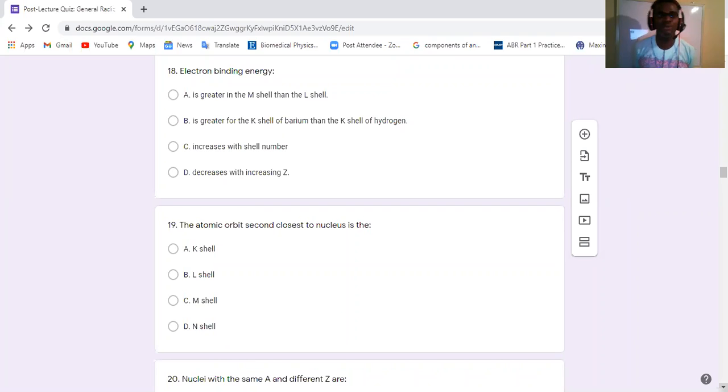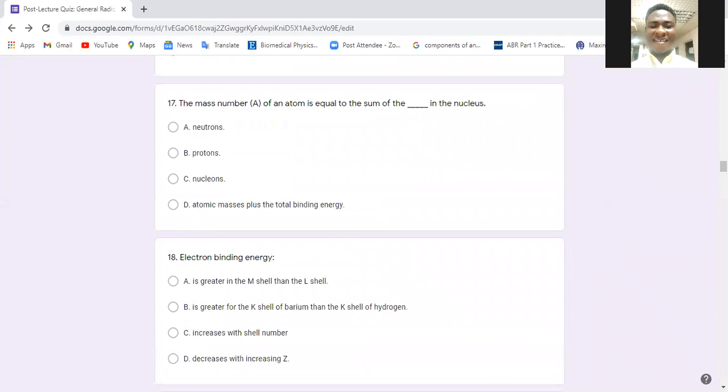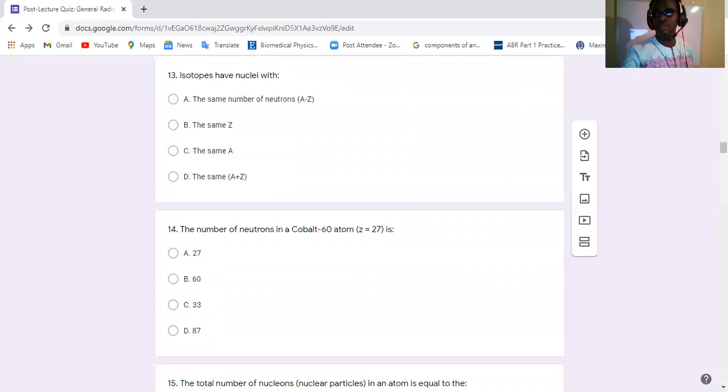Why? Because electron binding energy is atom dependent. With increasing atomic number it also increases, because the Coulombic force of attraction increases as the number of protons increases. So the increased atomic number leads to more increase in binding energy.